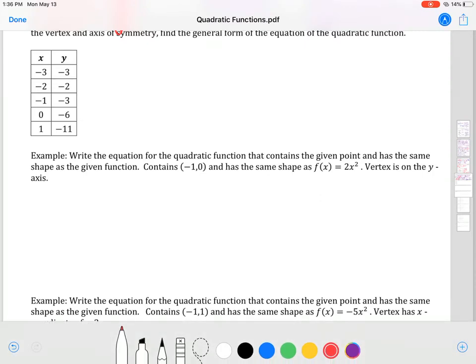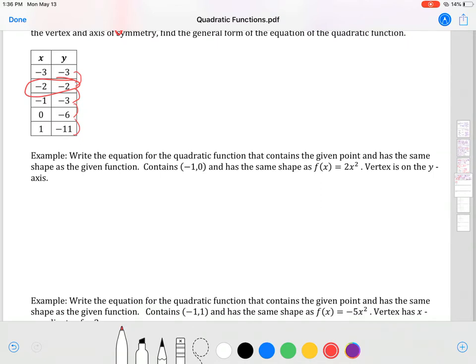Okay. The next question, same thing. We're just going to practice. I have the point negative 3, 3. It's going up to negative 2, and then it's going to go back down again. So this is going to be my vertex.